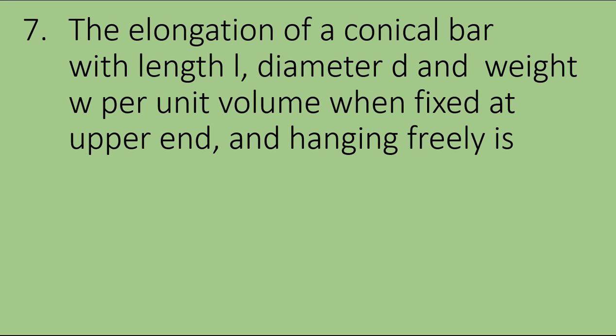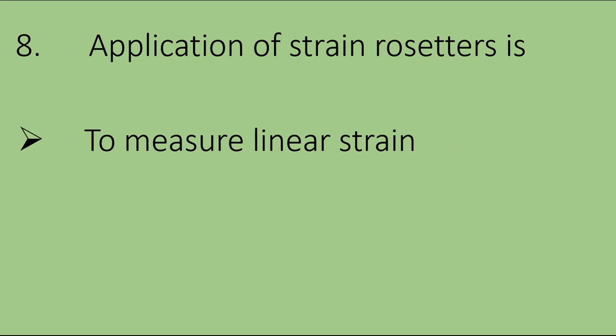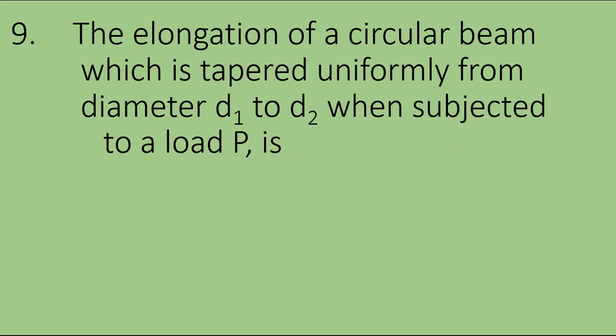7. The elongation of a conical bar with length L, diameter D, and weight W per unit volume when fixed at upper end and hanging freely is. Answer: WL square by 6E. 8. Application of strain rosettes is. Answer: to measure linear strain.